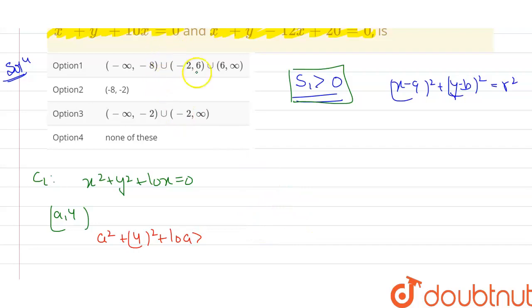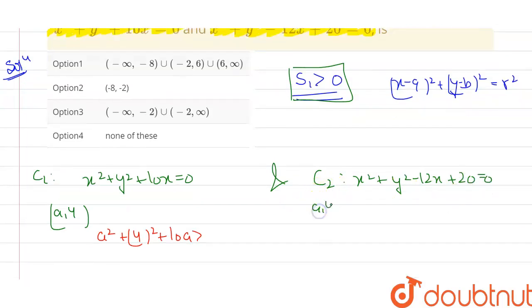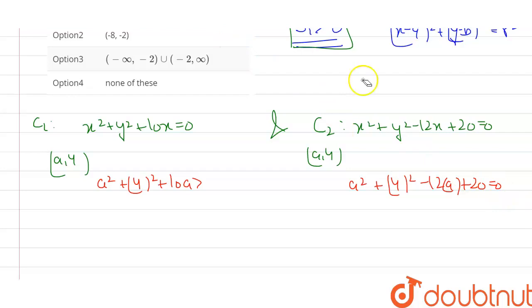Similarly, for the circle equation C2, x square plus y square minus 12x plus 20 equals 0, the point (a, 4) also lies there. I have to find the possible ranges for a, so it should satisfy this condition. Again I can write this as a square plus 4 square minus 12a plus 20, and this should be greater than 0, because we are checking the conditions for a.